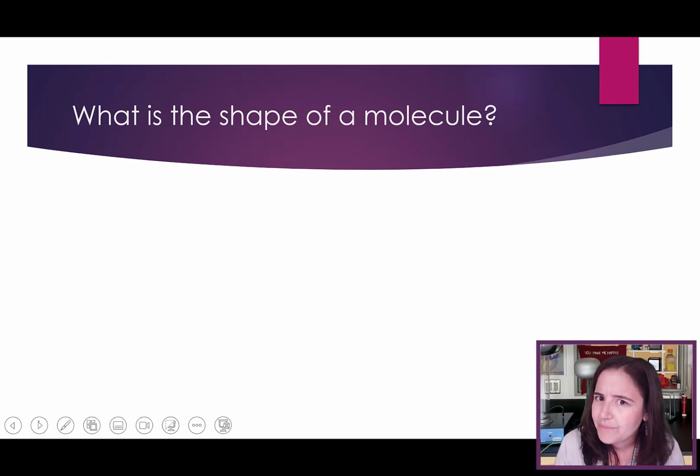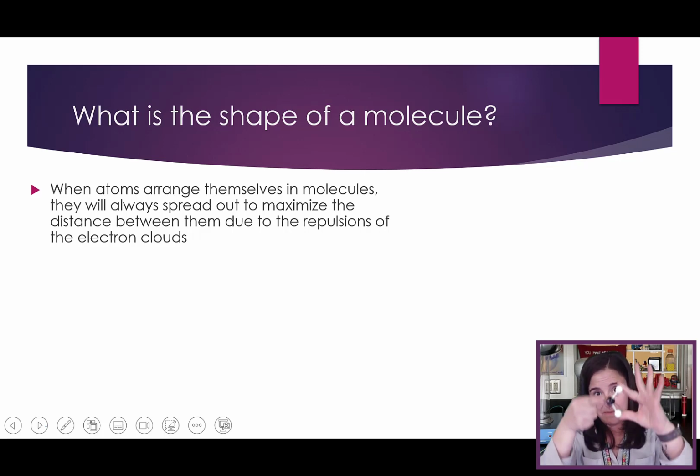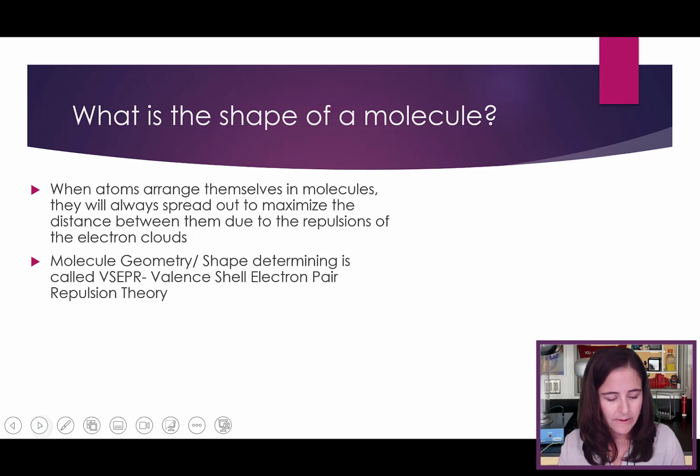What about the shape, though? The shape of a molecule. Well, when atoms arrange themselves into a molecule, it's their electron clouds that are arranging and combining, and electrons are all negative. So they will always spread out to maximize the distance between their atoms. It's not like these 4 are going to be squished over here on one side together. They're going to repel each other and spread out as far as they can to minimize those repulsions.